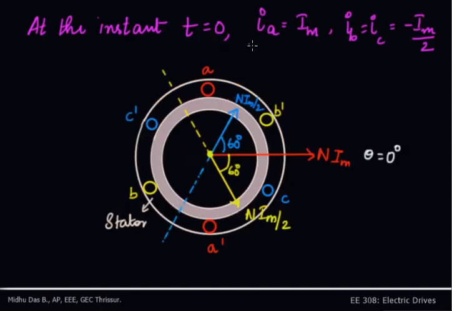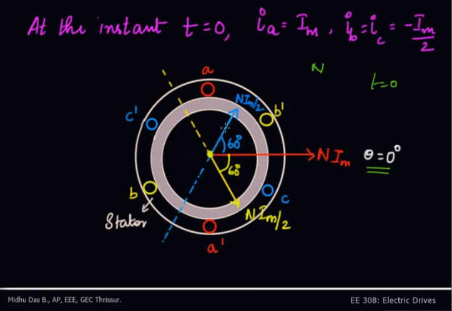Now at the instant t equal to 0, as I said, IA is Im, IB equal to IC is equal to minus Im by 2. Now what about the direction of flux that is produced by each winding? So N is the number of turns in each phase. This is the same for all the three phases. So here you see Nim is the flux or MMF that is produced by the A phase winding along the theta equal to 0 direction. Isn't it? At time t equal to 0, the current through A phase winding is Im. So Nim is the MMF that is produced.